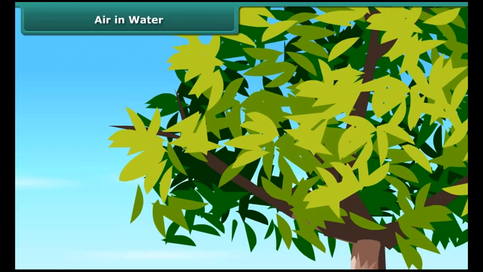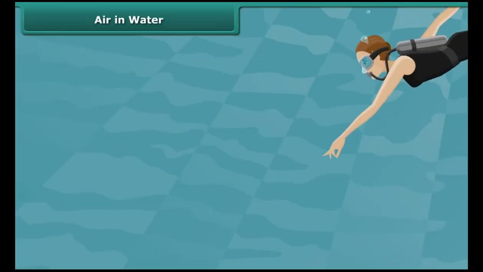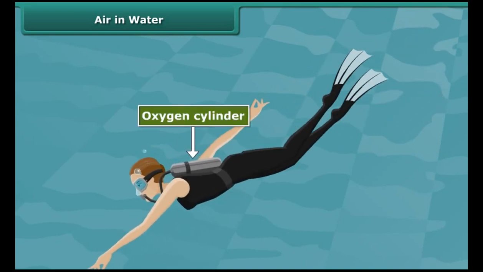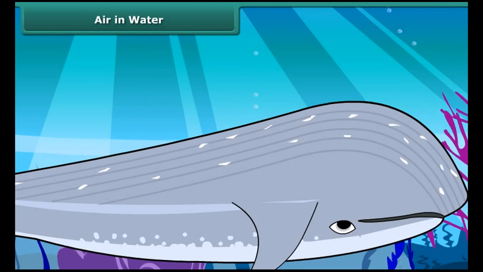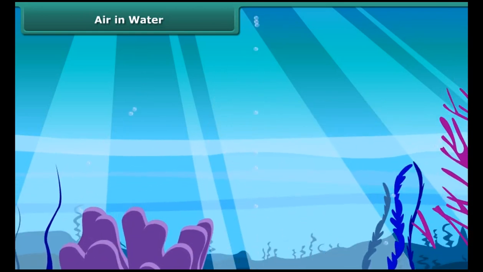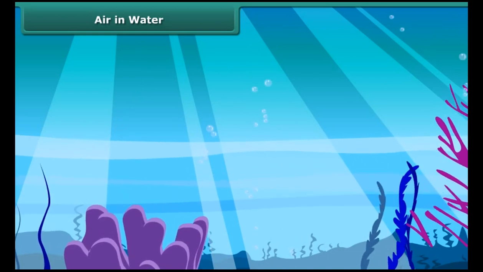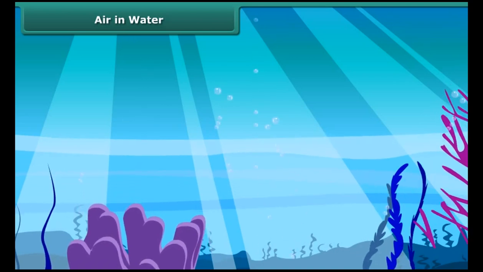We know that all plants and animals need air to breathe. The animals living on the land part breathe in the oxygen present in the air. We can't live in water. When the divers go inside water, they carry oxygen cylinders with them. See this whale. How does it breathe? Similarly, how do the aquatic plants get carbon dioxide and oxygen in water? You'll be surprised to know that they breathe air only.